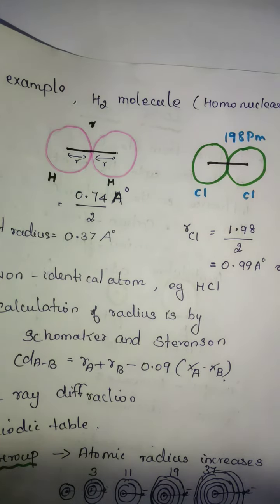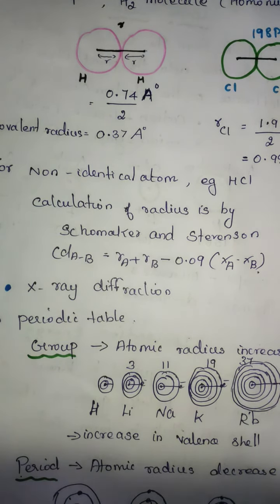And how do we find out for non-identical atoms, for example HCl? Here the calculation is done using a method called the Shoemaker and Stevenson method, and the formula is given below. This one you will study in a higher class. So both homomolecular, that is the same element, and heteromolecular covalently bonded atoms can be found out using covalent radius. How do we find this value 0.74 Angstrom? That value is found out by a technique called X-ray diffraction. By the X-ray diffraction technique, we find the atomic radius of two covalently bonded atoms. Have you understood, students?